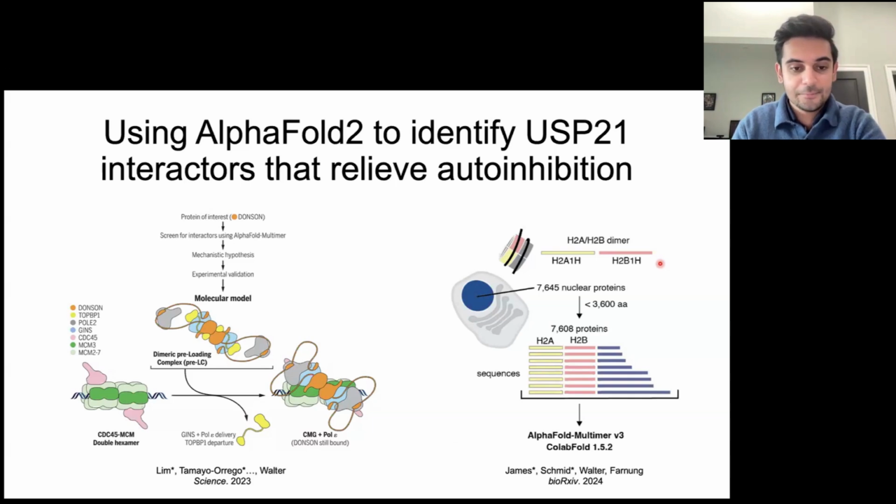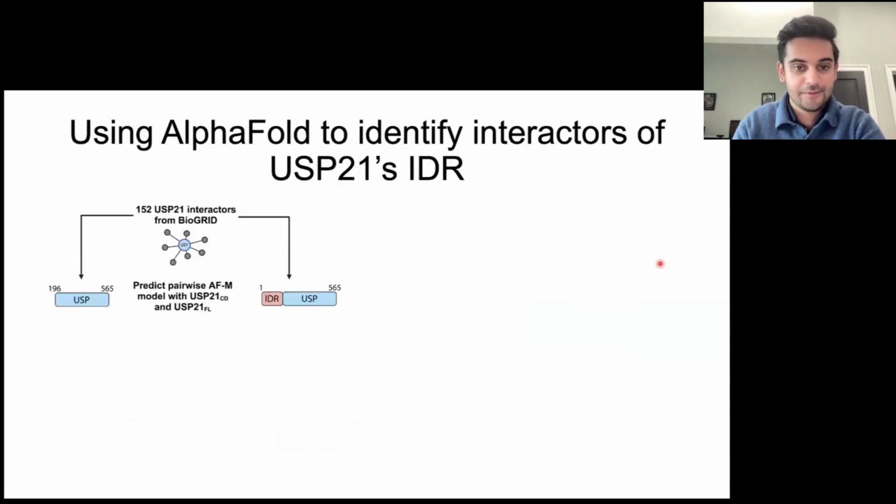So I developed my own modified pipeline to see if I could identify interactors of USP21 using AlphaFold. What I did was extract the 152 known interactors of USP21 from an interactome database called BioGRID, and I co-folded all of these 152 interactors with both the catalytic domain of USP21 and also the full-length USP21.